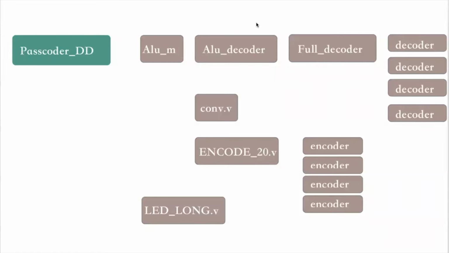So finally, here is a block diagram of our full operating system. Here we have the scratch from decoder, encoder, and then we progress our way into the full decoder, the converter, and the ALU calculator, and then the complete ALU, and we output that into the LED part, which made our complete passcoder. So this is basically our project.